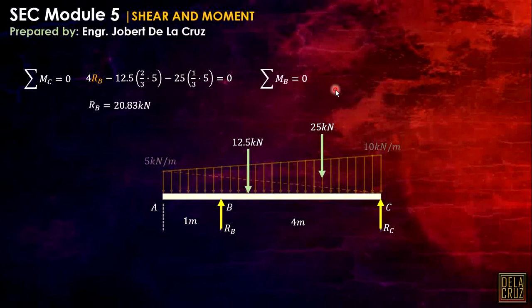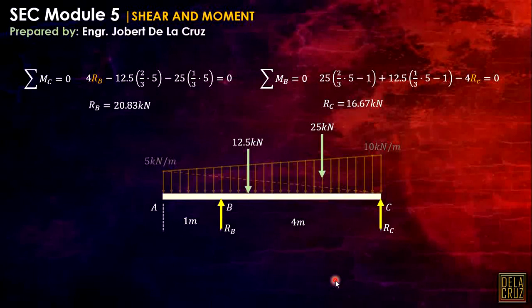The summation of moment about B, so this is our equation. We start with the positive moment: 25 times from here up to that point is 2/3 of 5, then minus 1 because we take moment about B. Plus 25, that will be from here up to here is 1/3 of 5, then minus 1. Then minus RC, 4 RC, then it will give us 16.67 kilonewtons. You can check that using the summation of equilibrium equations.